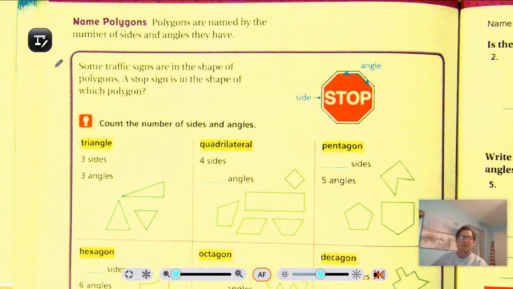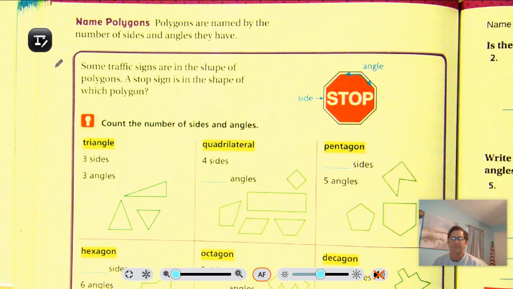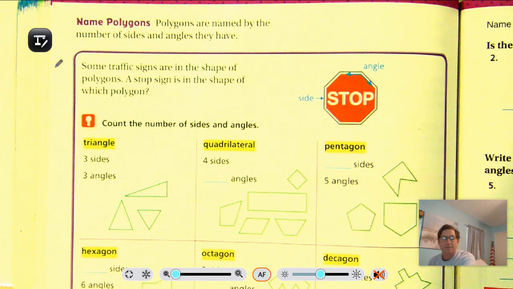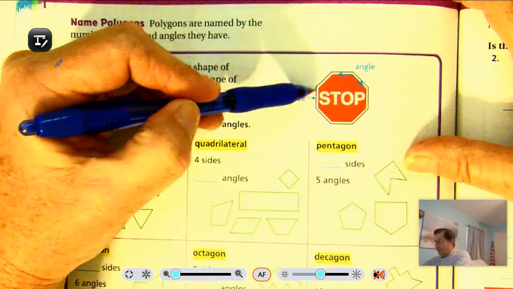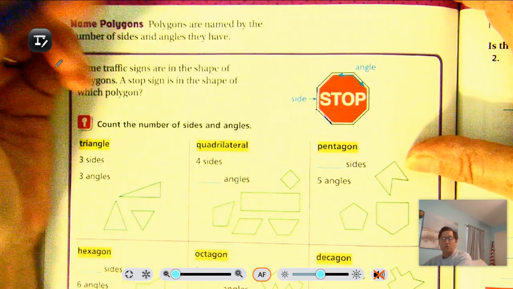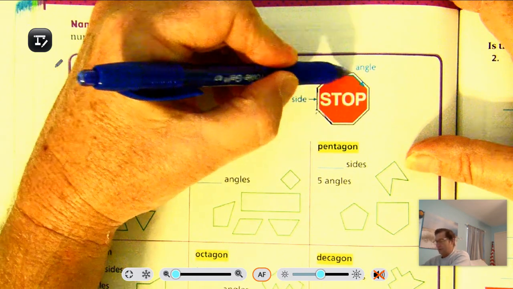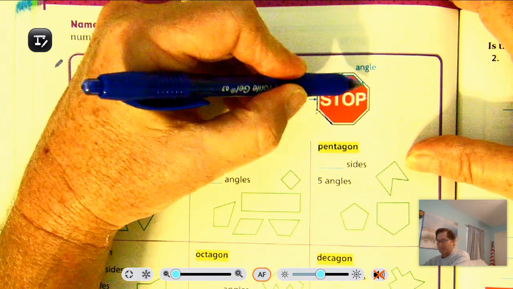So, naming polygons. Polygons are named by the number of sides and angles they have. For instance, some traffic signs are in the shape of polygons. A stop sign is in the shape of which polygon? They want you to recognize that where the line segments meet at their endpoints, those are called sides, and the inside are the angles. Where the two line segments meet, they create angles.